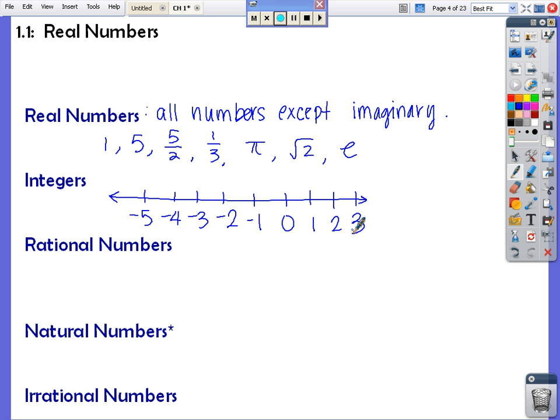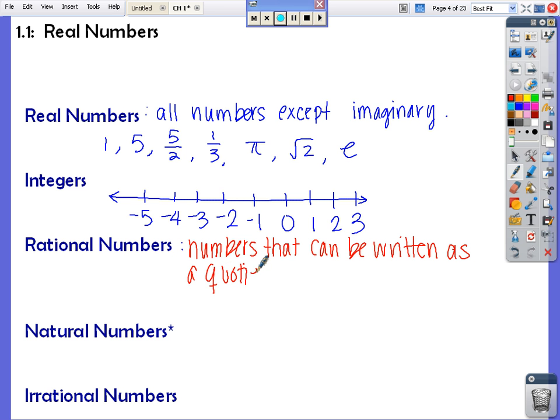Rational numbers are numbers that can be written as a quotient, which includes numbers like 5, because that can be written as 5/1. 1/3 is considered a rational number. Something that is not considered a rational number is root 2, because you can't write root 2 as a fraction of 2 integers. Okay, and that's the thing. The quotient is made up of 2 integers.